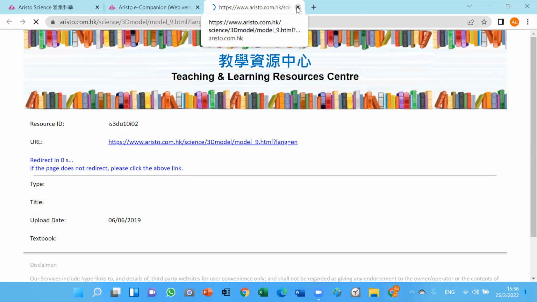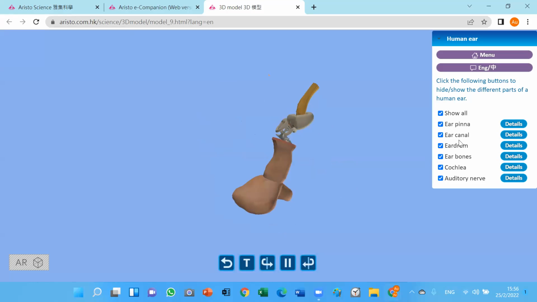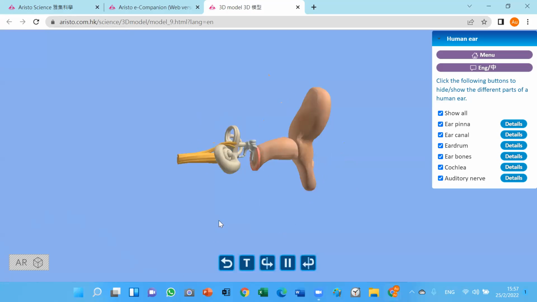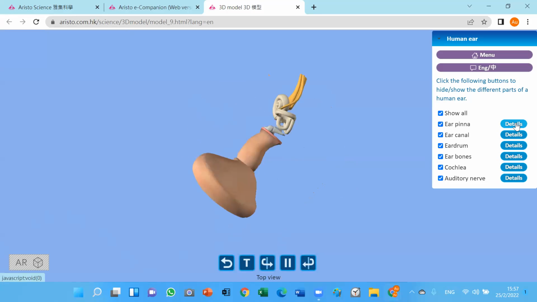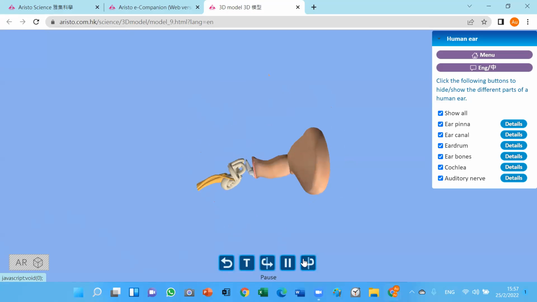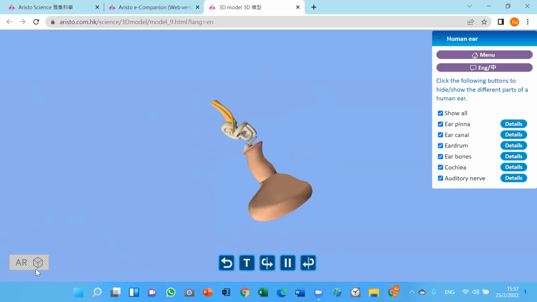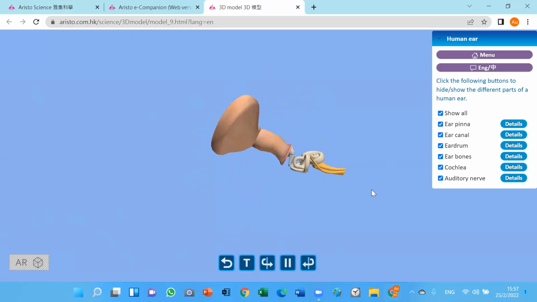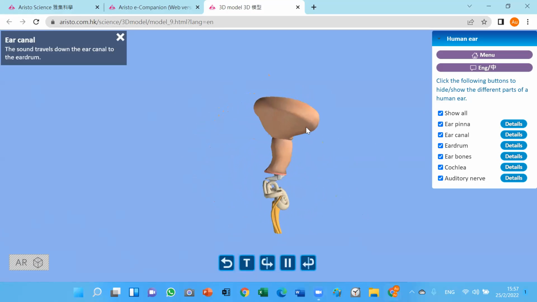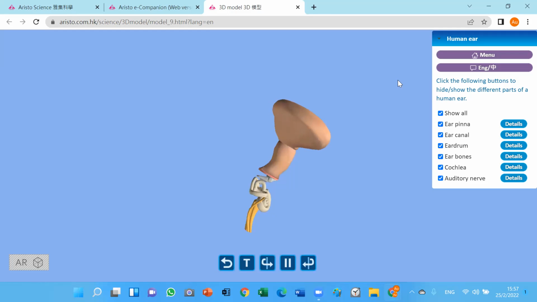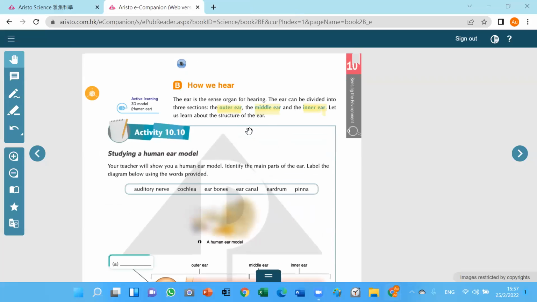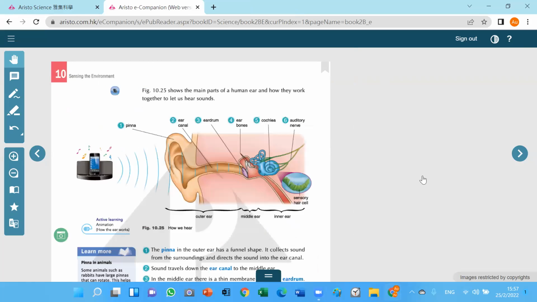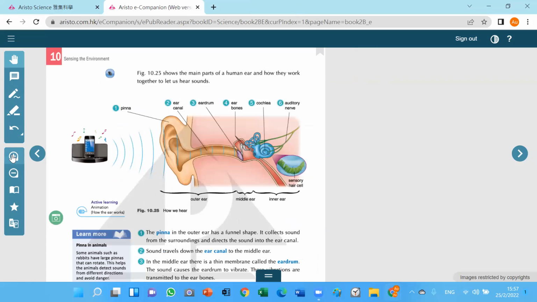Okay, so now what is this? The 3D model, AR. So you can see this model, right? Okay, so you have known that there are some parts. So let us highlight some key points.